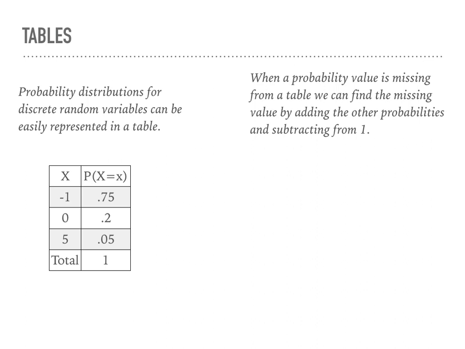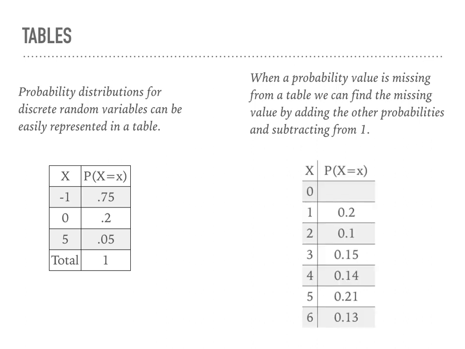When a value is missing from a table, we can find it by subtracting all of the other values from 1. So 1 minus 0.2 minus 0.1 minus 0.15 minus 0.14 minus 0.21 minus 0.13 gives us 0.07. So we were able to find the missing value. Now we can only do this when we're missing one value, but it's helpful to know.